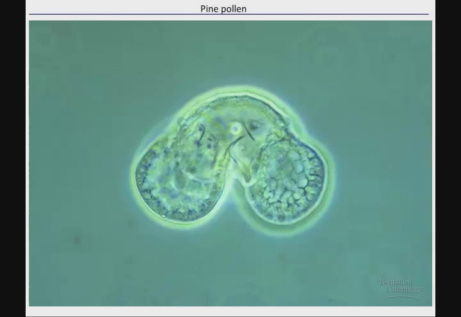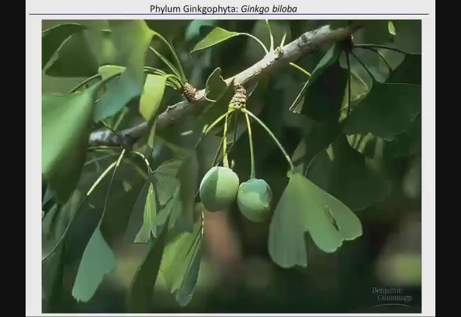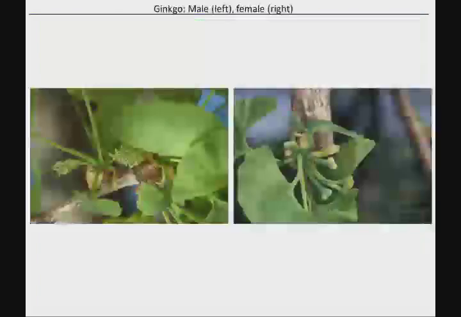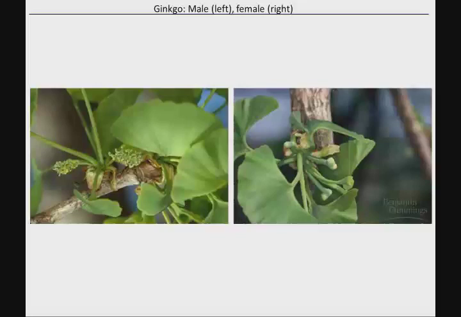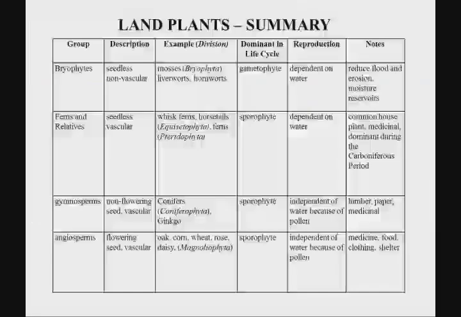Now, there are a couple of different kinds of gymnosperms. Another one that you may see around here as an ornamental tree is the ginkgo. And that's a cool, very, very old genus species, but it also happens to be a gymnosperm. All right. So, gymnosperms: non-flowering, seed, vasculature. Reproduction is independent of water. Why? Because of pollen. What is pollen? It's the male gametophyte. All right.